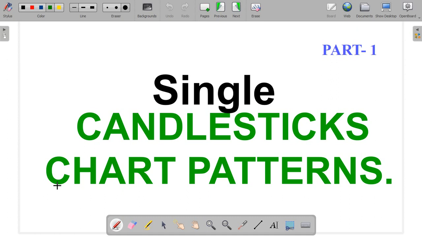In part 1 today, friends, we will discuss about single candlestick patterns. I must tell you, candlestick patterns, single candlestick, 2 candlesticks and 3 candlesticks. In part 1 we will discuss only single candlestick pattern.